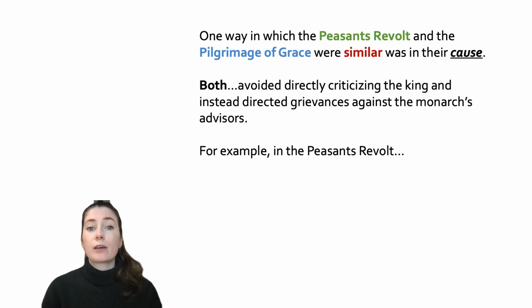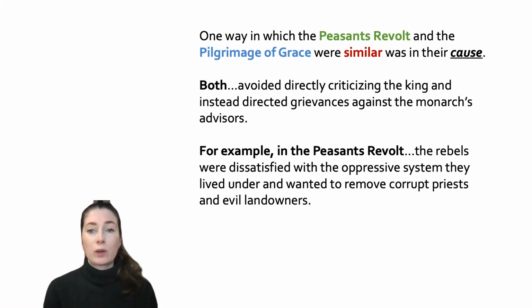Next, you're going to write, for example, in the first event, which for me is the Peasants' Revolt. Always write that, whatever your question. Then we follow it with a piece of evidence. So, for example, in the Peasants' Revolt, the rebels were dissatisfied with the oppressive system they lived under and wanted to remove corrupt priests and evil landowners.